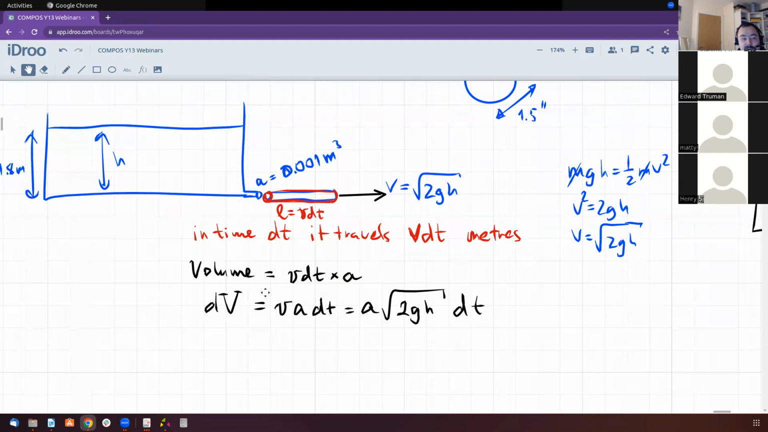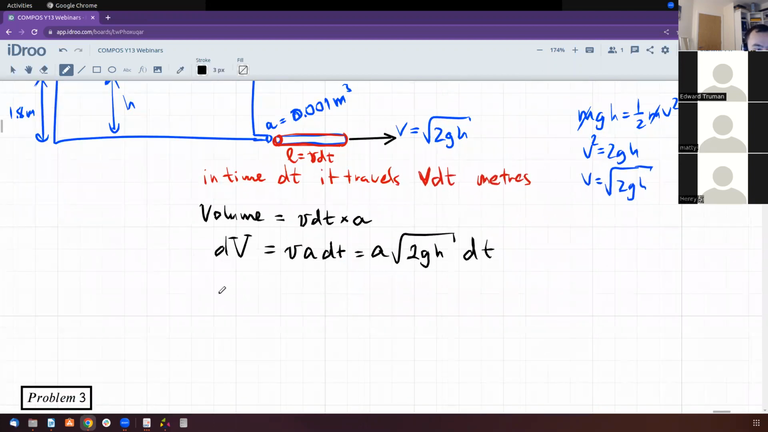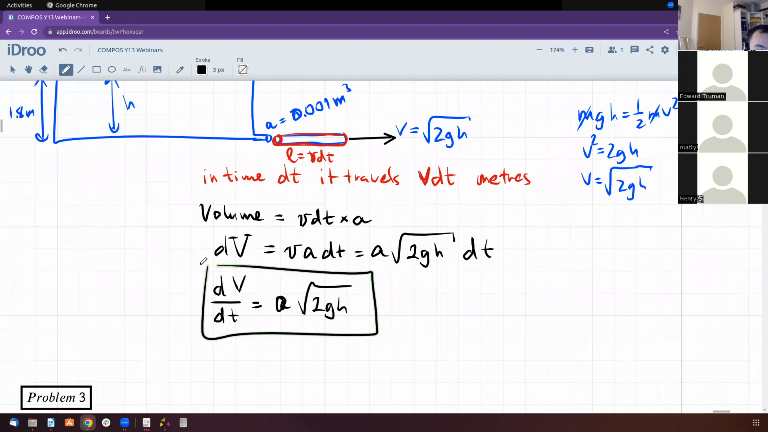And now we need to express the volume in terms of, well, we divide by dt. Divided by dt, dV/dt is equal to A square root of 2gh. That's the rate at which the volume is decreasing. So technically it's going to be minus, because the change of volume is minus this. Minus because the volume is decreasing. So rate of change of volume.